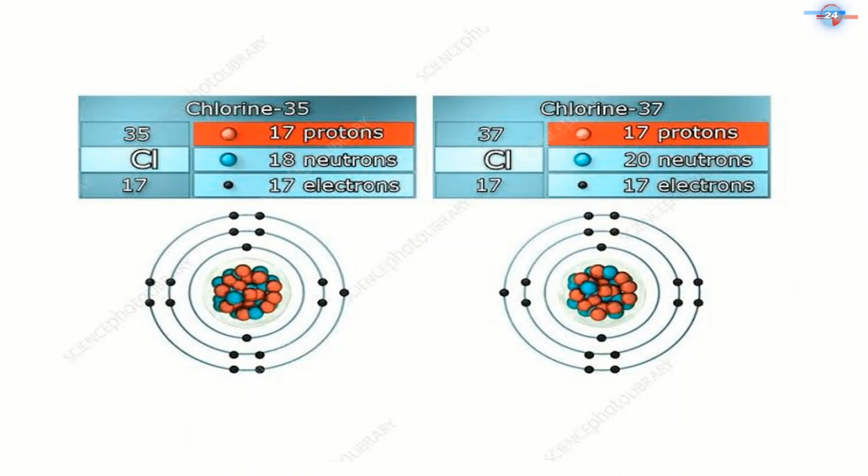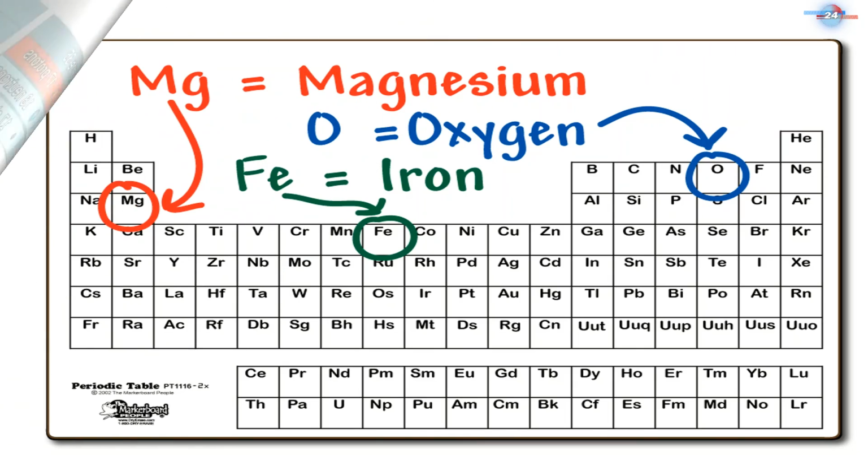I hope you have understood the meaning of an isotope. This is a very common question in the exams, to define an isotope. So in case you'll be asked in the exam what is an isotope, you say isotopes are atoms of the same element with the same number of protons but different mass number. That is the correct answer.